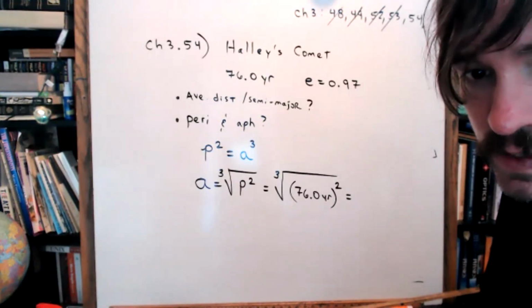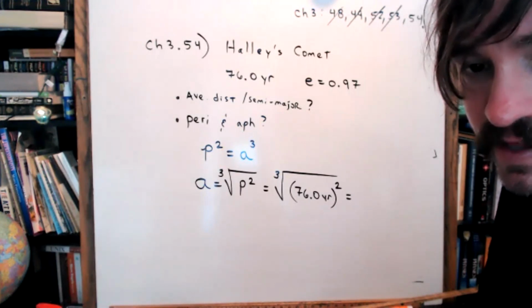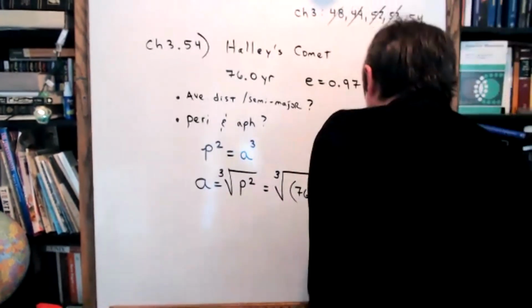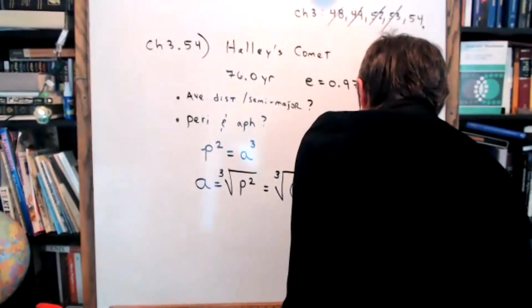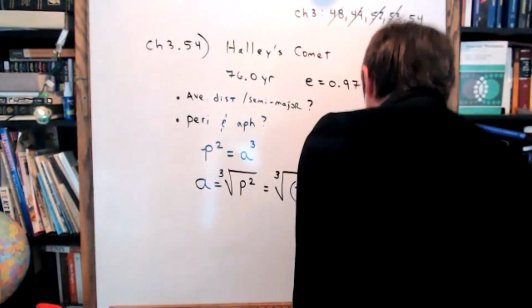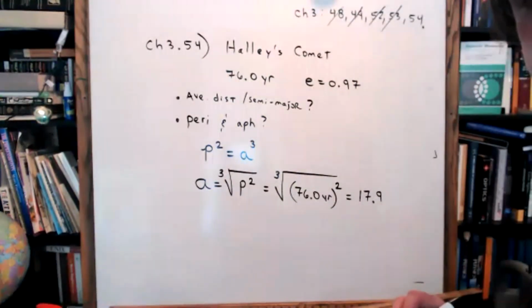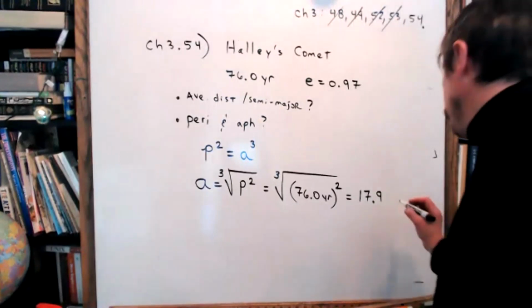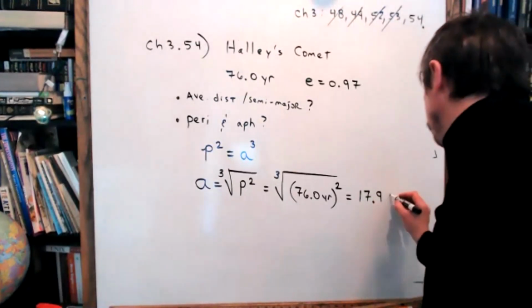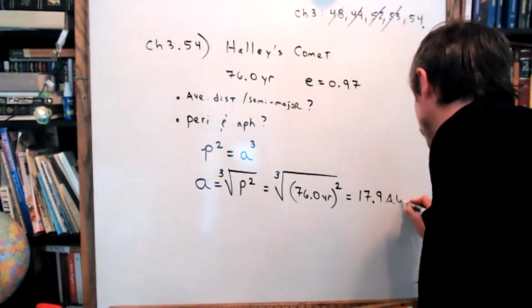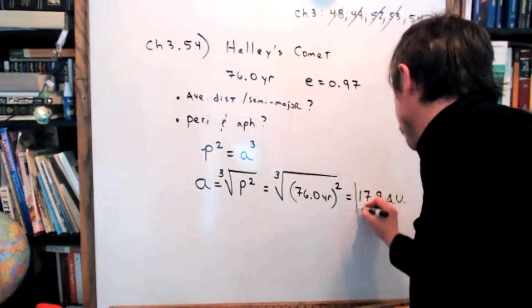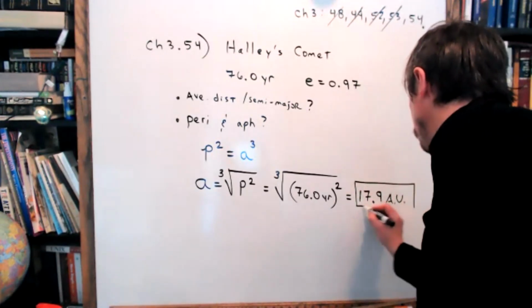17.9. Nice. Now give me some units. AU. Very good. Oh, wait, yes, very good. I had to think about it for a second. Would we round it up to 18 or would we not?